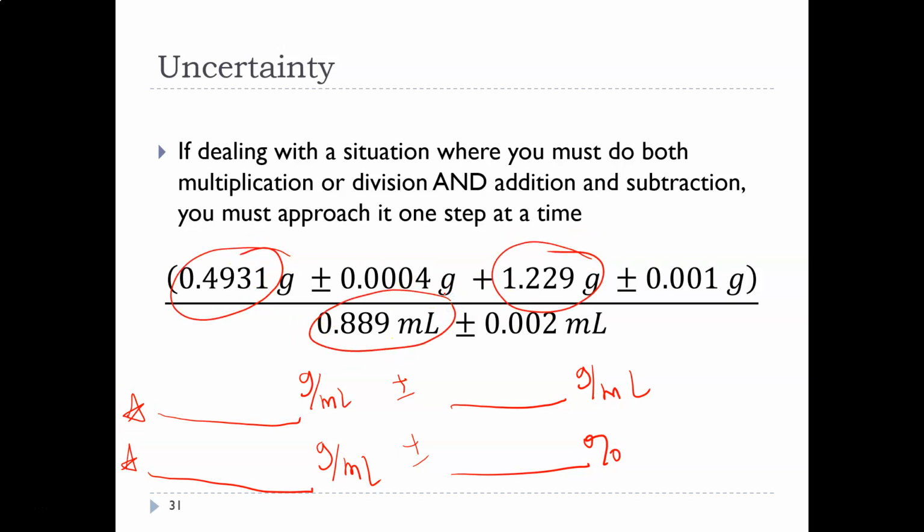So I'm going to take 0.4931 plus 1.229. Those were in parentheses, so I know I had to do the additions first. And then divided by 0.889. So if I'm following the sig fig rules that we learned earlier, this has 4 sig figs. Actually, it has 4 decimal places. And this has 3 decimal places. And then this has 3 sig figs. So my answer would be 1.93. And then I'm going to keep 712 along for the ride.